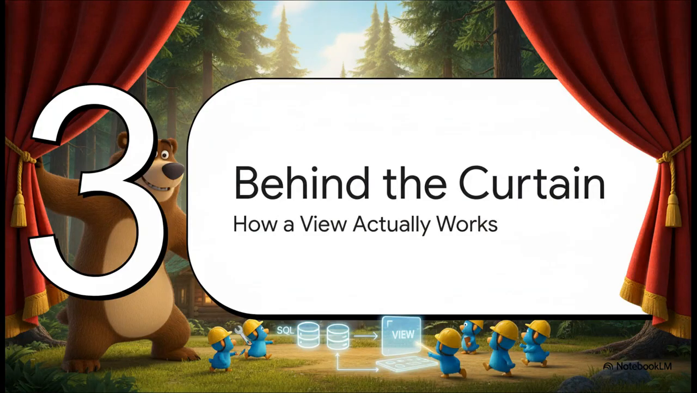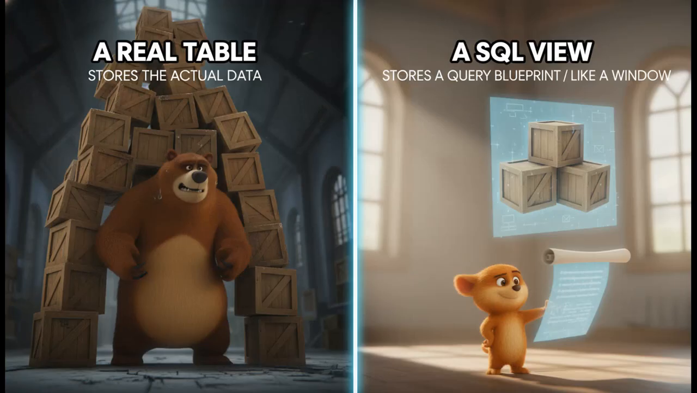So how does this whole thing actually work? Let's pull back the curtain for a second and look at the simple but honestly brilliant mechanics behind how a view operates. Okay, here's the absolute core difference. A real table, that's like a warehouse full of actual physical boxes. It stores the data. It takes up a lot of storage space. A SQL view, on the other hand, is just the blueprint. It doesn't hold any of the boxes itself, it just holds the instructions, the query, that tells you where to find and how to arrange those boxes. So it takes up almost no space at all.